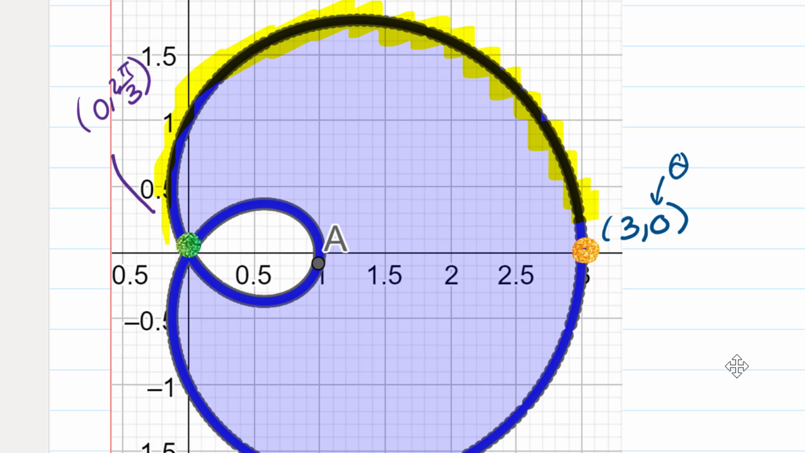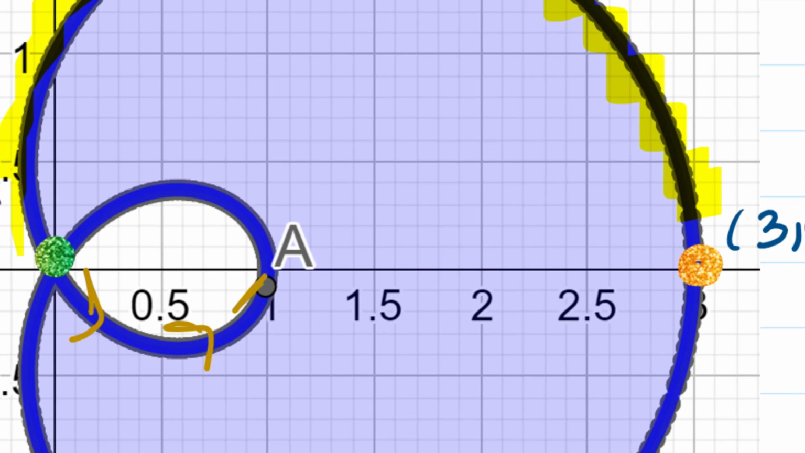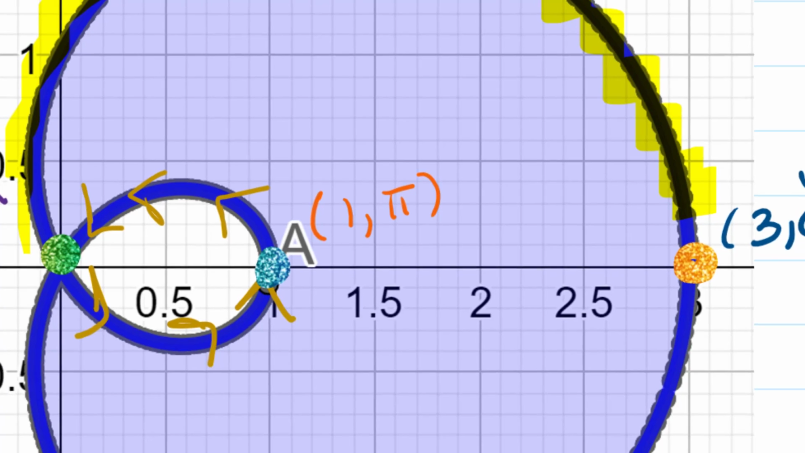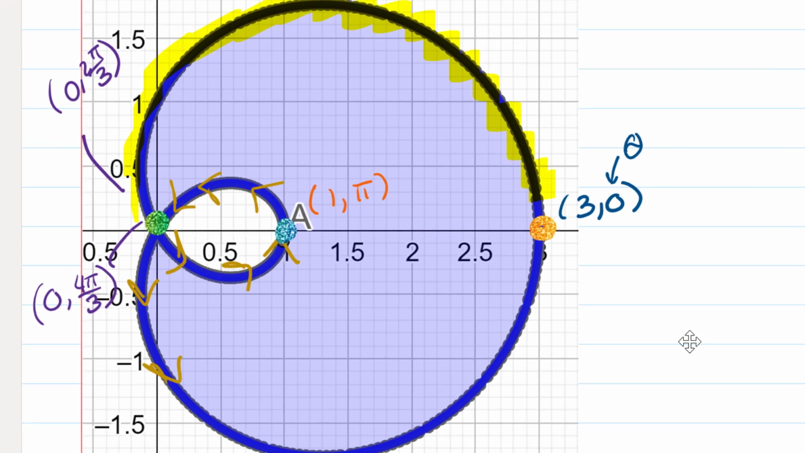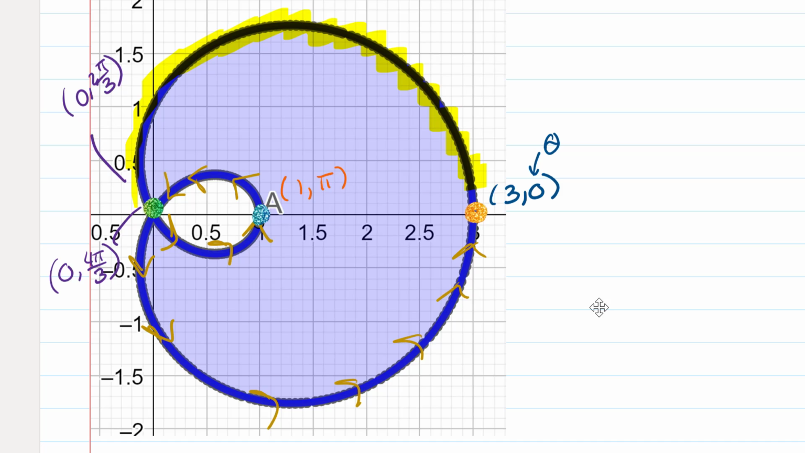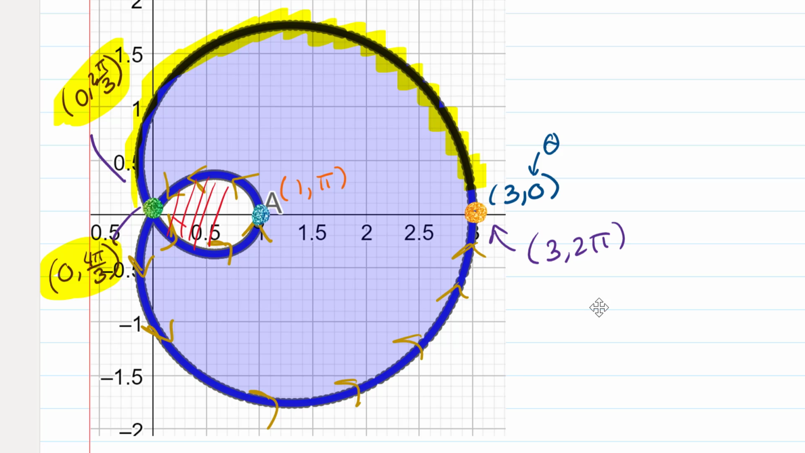If I keep tracing out this graph, this is the next place at 0. So this has to be 1, pi. If I keep tracing out the graph, I get the next point where it's 0. So this has to be 0, 4 pi over 3. And if I continue tracing the graph, I get here, which again will yield 3, 2 pi. So the two pieces that I'm looking for are 0, 2 pi over 3 and 0, 4 pi over 3, because that closes this inner loop.